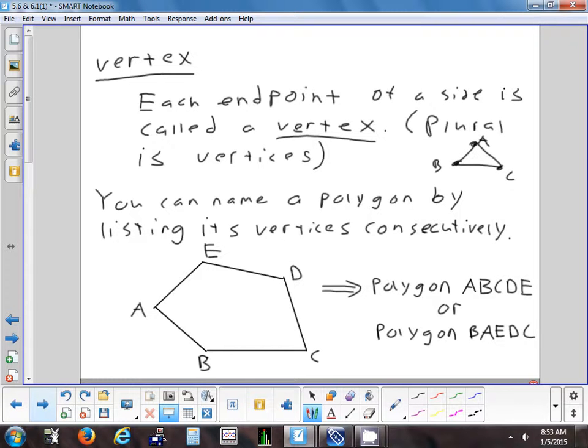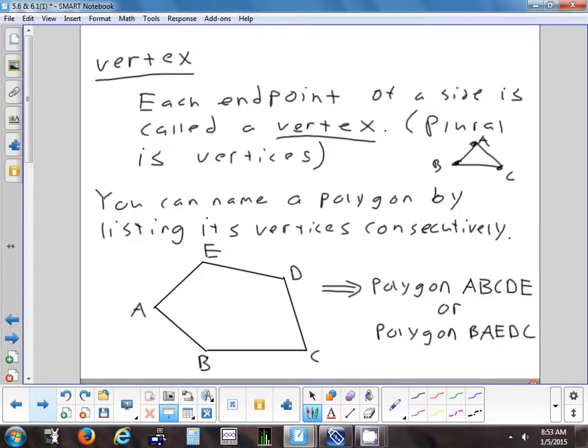You can take A, B, and C and name them in any order you want. It's always going to go around in a clockwise or counterclockwise direction. BCA, ABC, CAB, doesn't matter. But once you start to add in more sides, then you have to be careful how you name it. You want to name it consecutively. You can go clockwise or counterclockwise. So this would be called polygon ABCDE, or you could call it polygon CDEAB. Pick a vertex and name every other one going around, clockwise or counterclockwise.